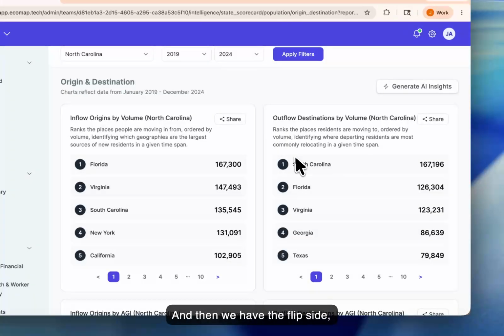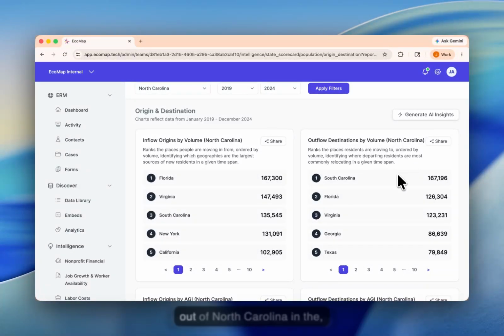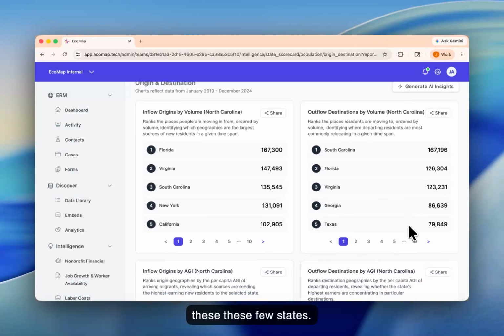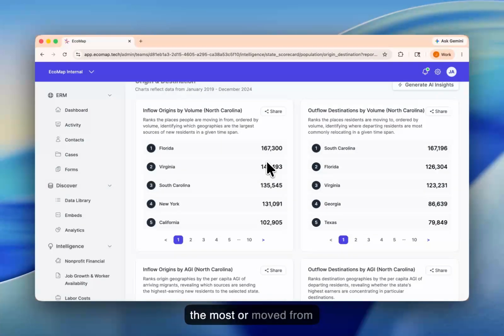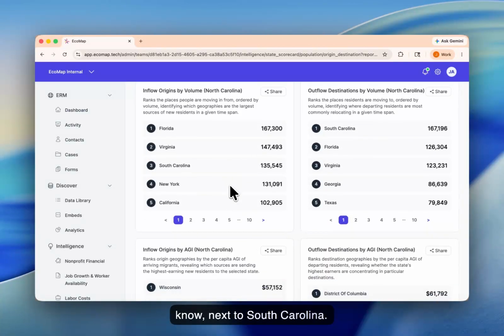And then we have the flip side, of folks who are moving out of North Carolina in the 2019 to 2024 time span. You can see that the highest number of people moved to South Carolina in that time span. Slightly fewer moved to Florida. So a lot of exchange, I guess, among these few states. Then these second set of charts are ranked not by volume of people who moved. These are all kind of like the most people moved from Florida, then the most people moved from Virginia, then next to South Carolina.